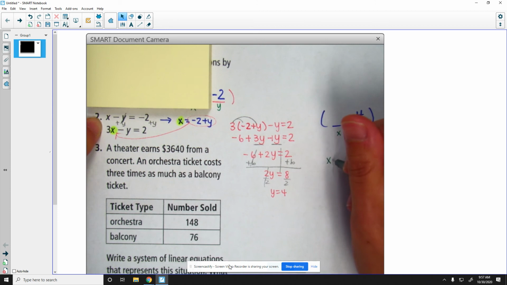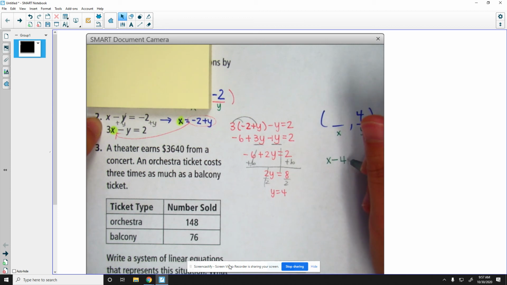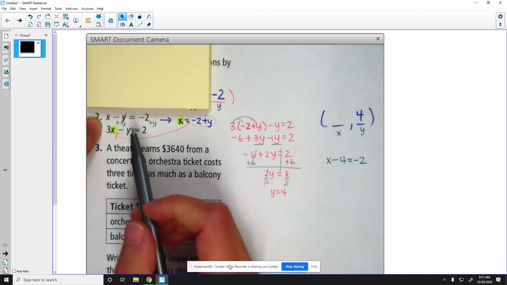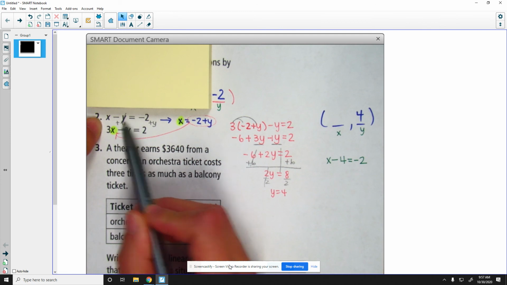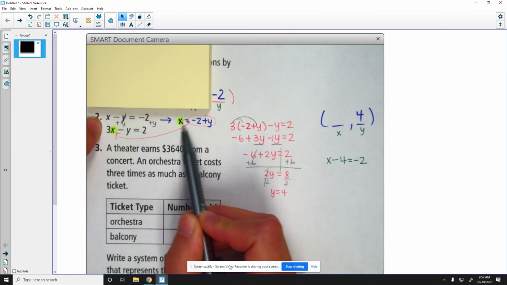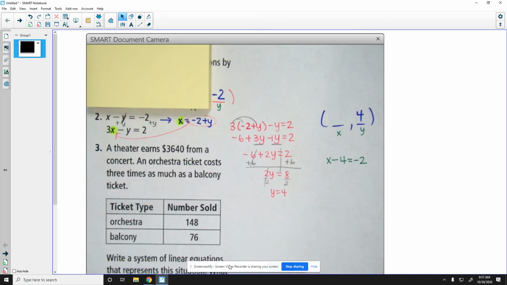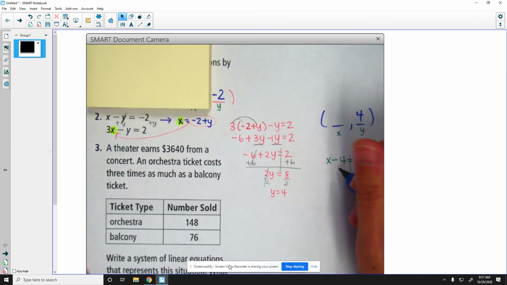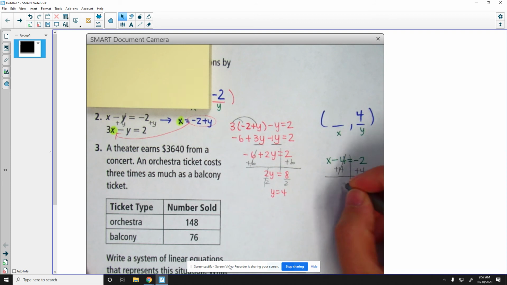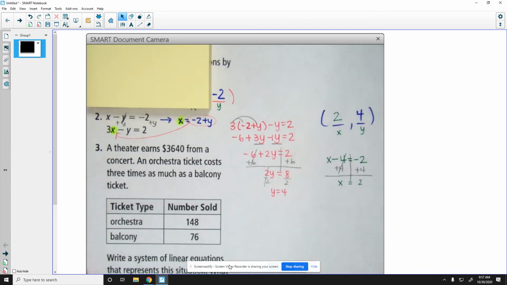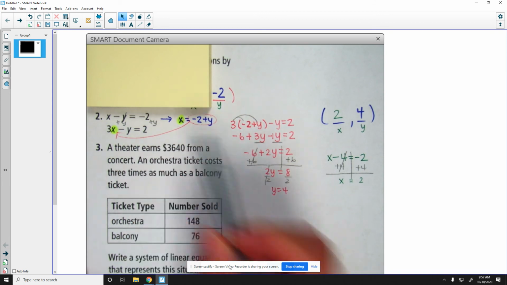So you have x minus y, we said y is 4, equals -2. Notice how I plugged it into the top one before we messed with it, like the original top one. So now it looks like I'm going to add 4 on both sides. So I get x equals 2, and that's my answer. 2 comma 4. I can plug it back in and double check.